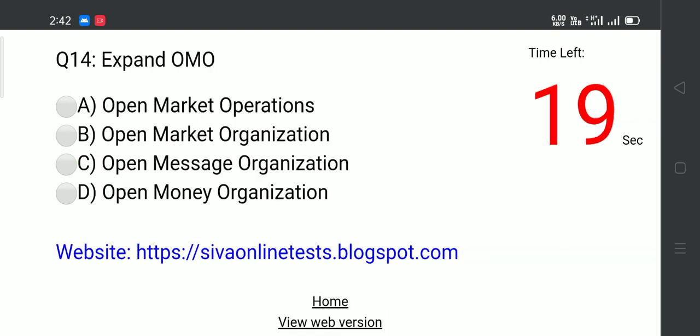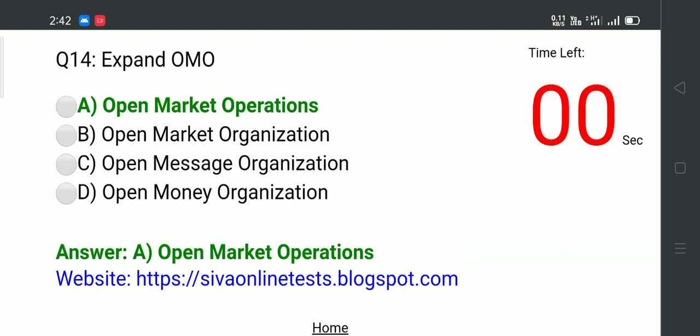Question 14. Expand OMO. Options. A. Open market operations. B. Open market organization. C. Open message organization. D. Open money organization. Answer. A. Open market operations.